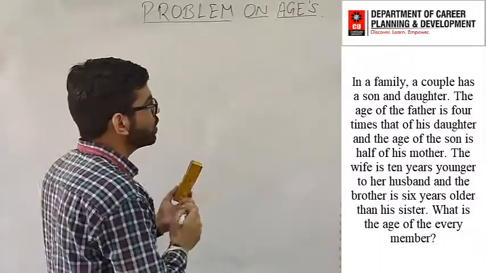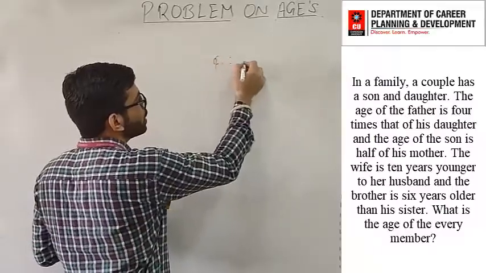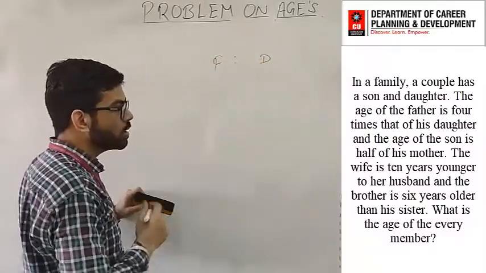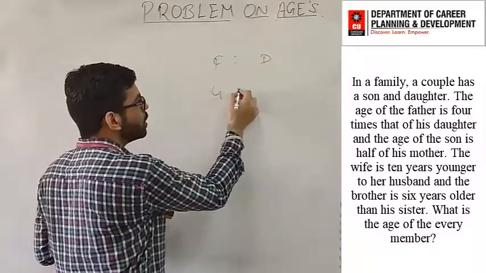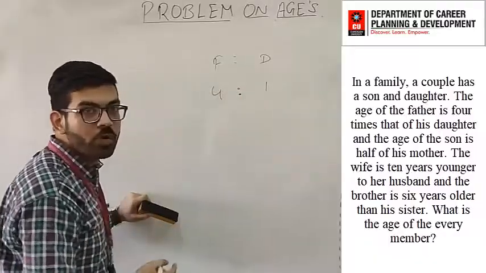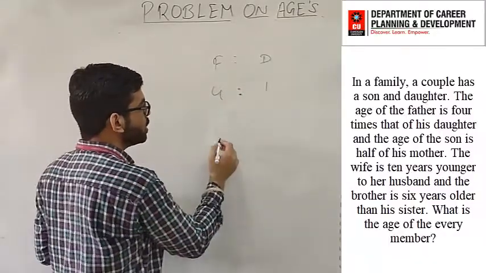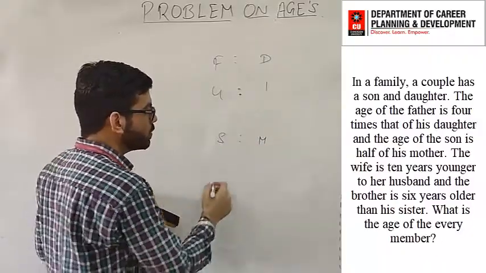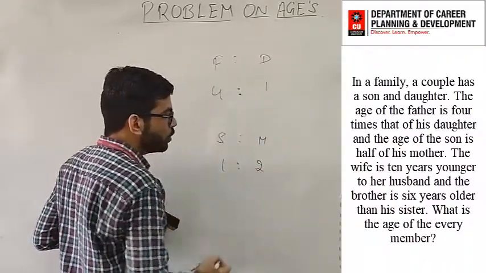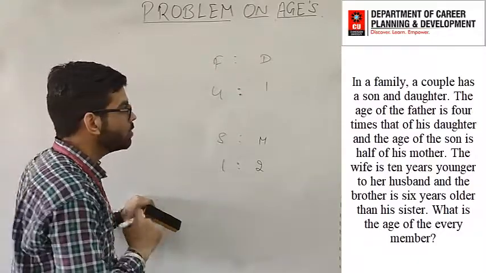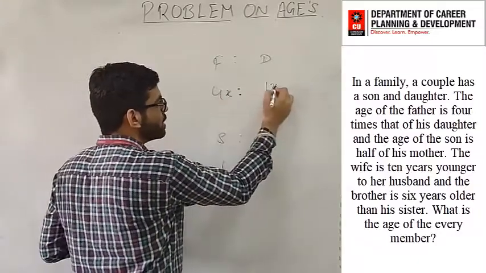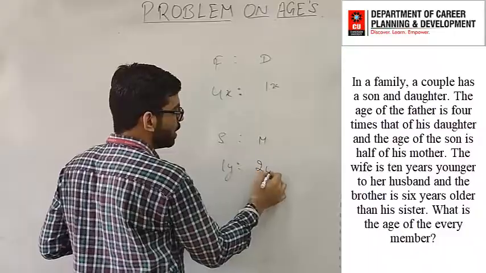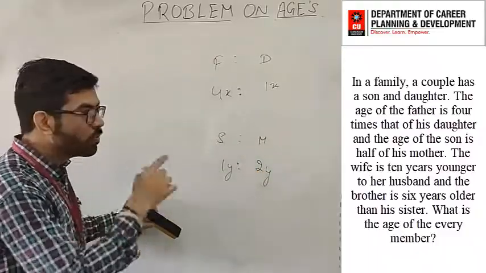Let's see another. Move to the ratios. Ratio, first of all, you want the ratio of father and daughter. According to the terms, this ratio is 4:1. Next, the ratio of son and his mother is given, which is 1:2. Now let's assume this one is 4x, this one is 1x, this one is y, this one is y.